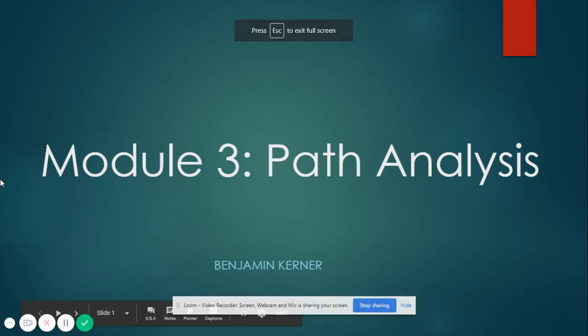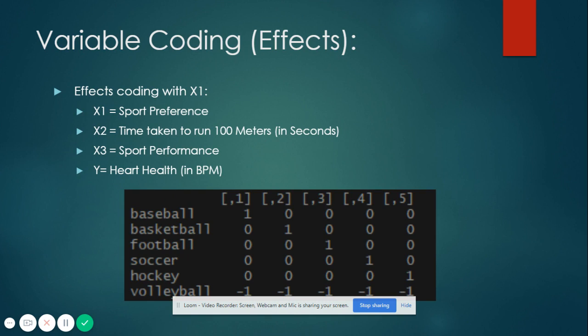This is my Module 3 on path analysis, and this path analysis that I conduct will be compared and contrasted against OLS regression of the same variables. So before I could do any of these things, I first had to get variables. So I have here x1, x2, x3, and y.